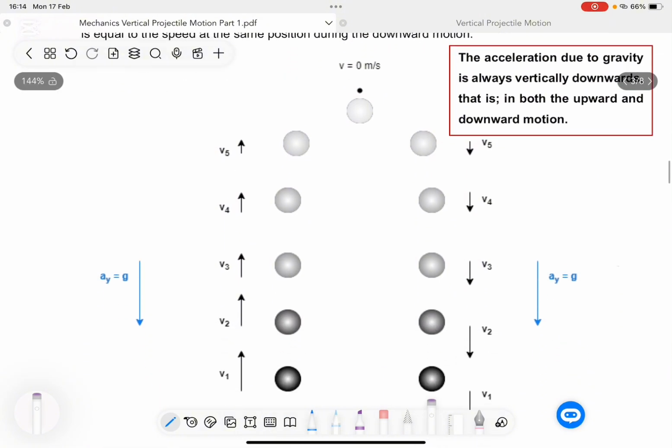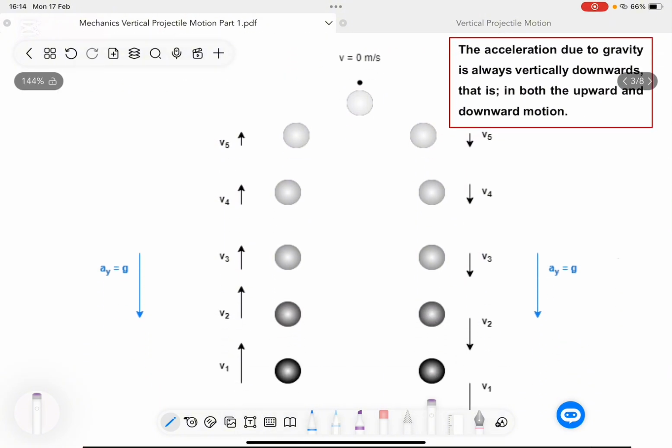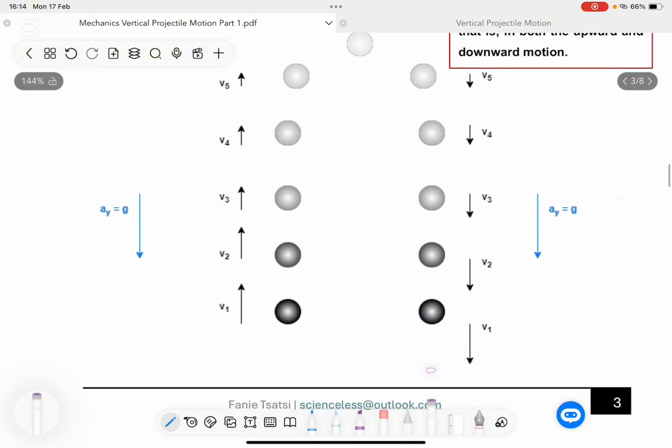Now this is to say that if we look at every point or every position that the projectile occupies, remember it will move from here and come to this point and come to that point and so forth until the maximum point or position. Now at every point, the speed that we have here will be the same as the speed when it's actually going down. So these two will be the same in magnitude.